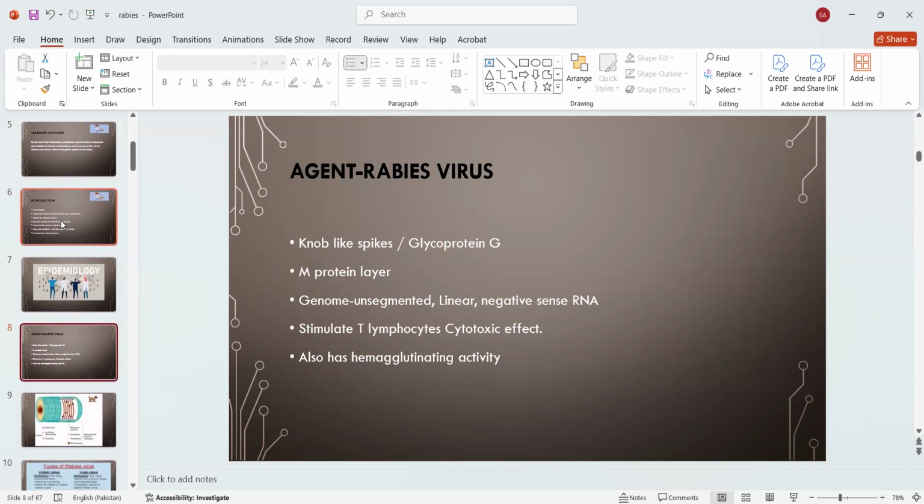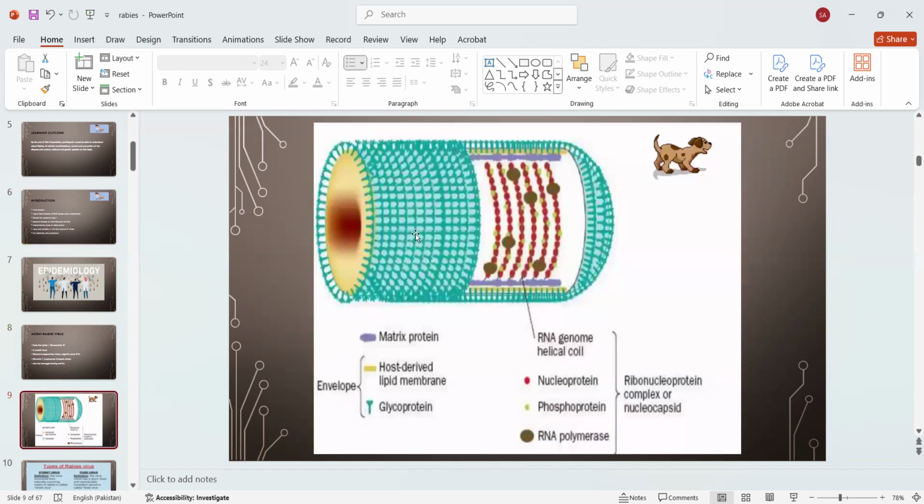Epidemiology. The agent of rabies is the rabies virus, which has knob-like spikes of glycoprotein G. It has an M protein layer. Its genome is unsegmented, linear, negative sense RNA. It stimulates the T lymphocyte cytotoxic effect, and it also has hemagglutinating activity. This is the structure of the rabies virus. This is the matrix protein. This is the host-derived lipid membrane. This is the glycoprotein G. This is the RNA genome helical coil.